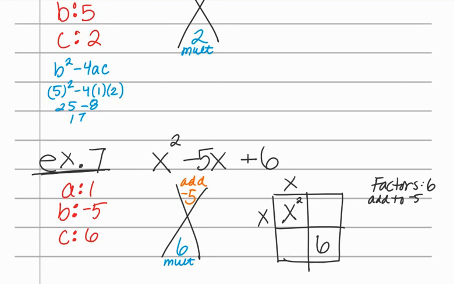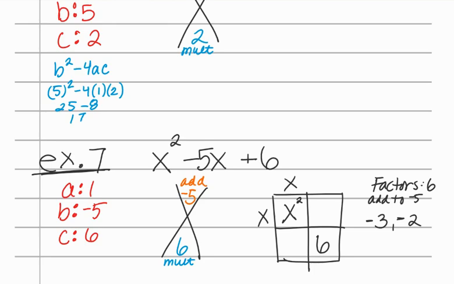So because they're adding to a negative, I know that I need 2 negatives. The reason I know I need 2 negatives is because when I multiply them, I get a positive. So to be able to multiply two numbers and get a positive, but have them add to negative, I need them both to be negative. And it's going to be -3 and -2.